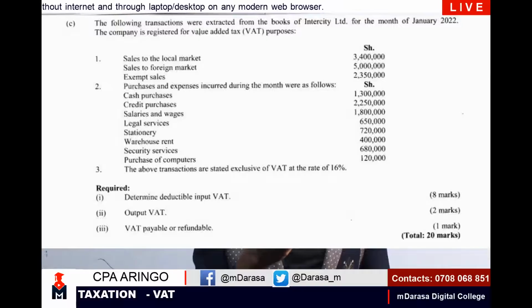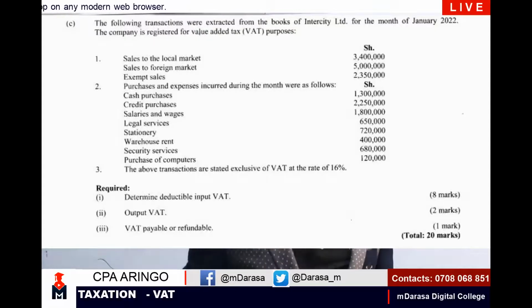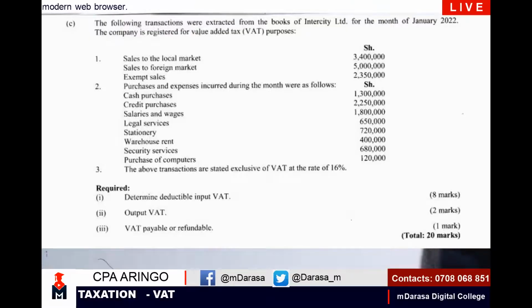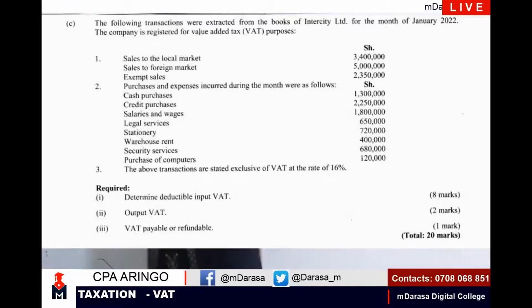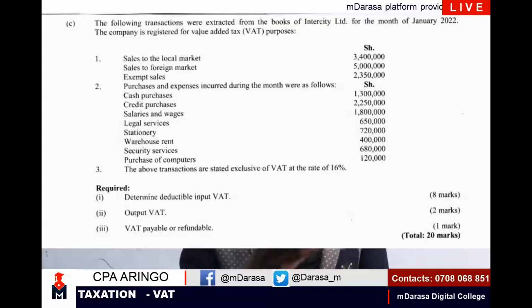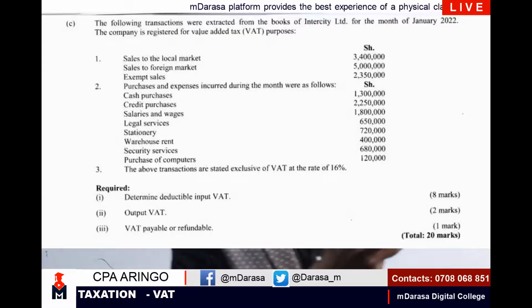Purchases and expenses incurred during the month were as follows: cash purchases, credit purchases, salaries, legal services, stationery, warehouse rent, security, and I'm having purchase of computers. Now number 3, we are told that the above transactions are stated exclusive of VAT at a rate of 16%. Required, the examiner wants us to determine deductible input VAT, output VAT, VAT payable or refundable. And the good examiner here is giving us how many marks?